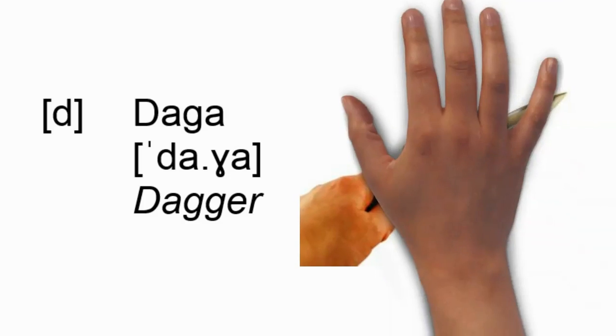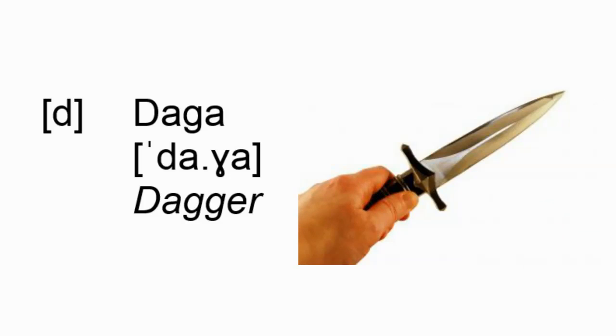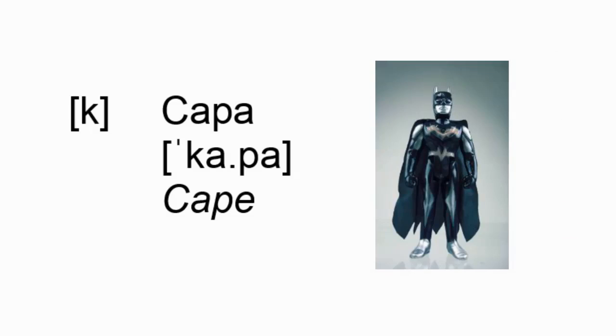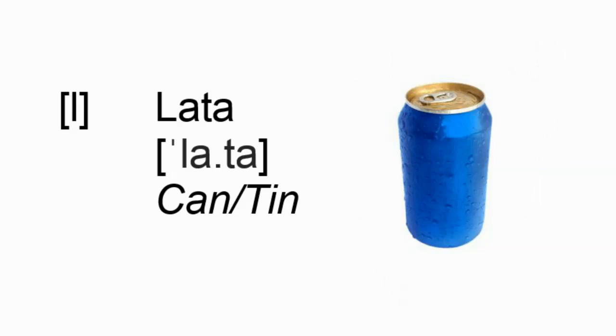We had 5 familiar symbols with slight modifications from English. D as in daga. Pronounced with the tip of the tongue against the teeth. T as in teléfono. Pronounced in the same way, without a big puff of air. P as in pavo, and K as in capa. Also without big puffs of air. And L as in lata. Pronounced only with the front of your tongue.